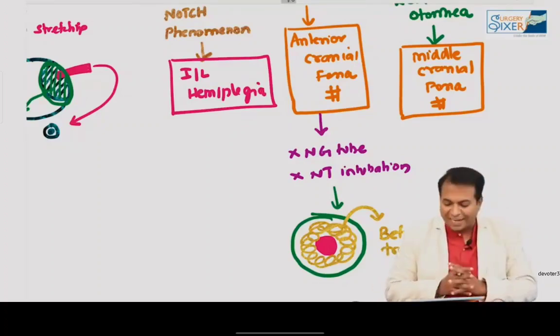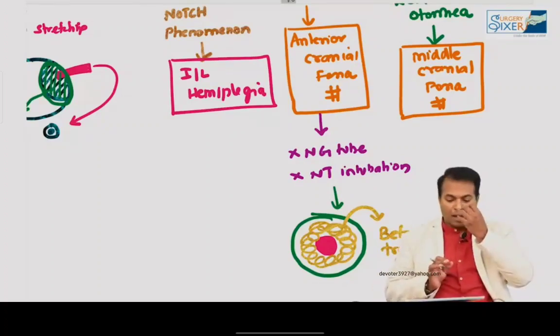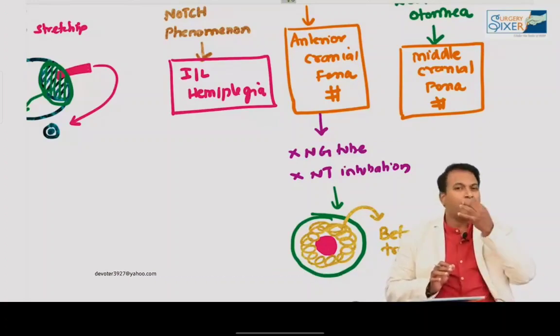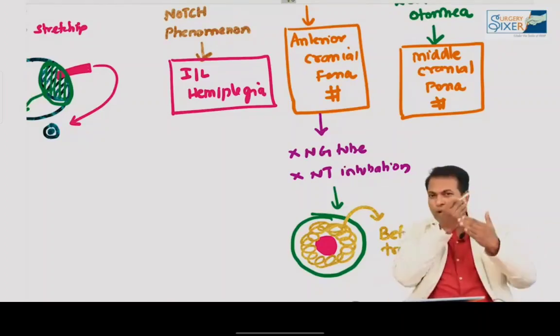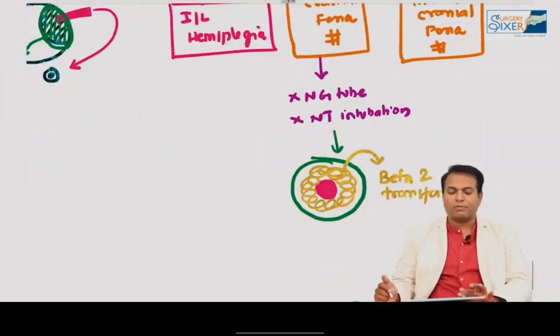So these are the points of anterior cranial fossa fracture. How to say this is an anterior cranial fossa fracture: we have to look for epistaxis, CSF rhinorrhea, anosmia, and cribriform plate fracture. You should not put a Ryle's tube. Raccoon eyes, subconjunctival hemorrhage, all these are features of anterior cranial fossa fracture.